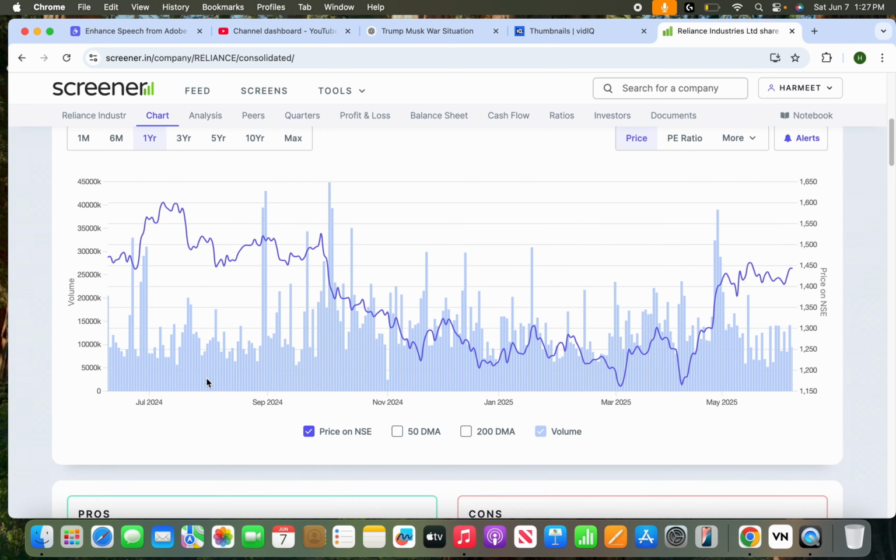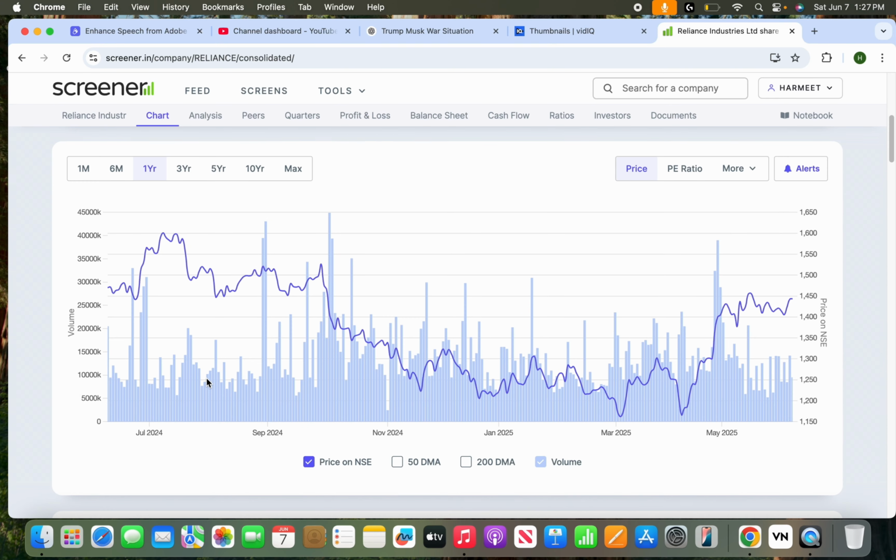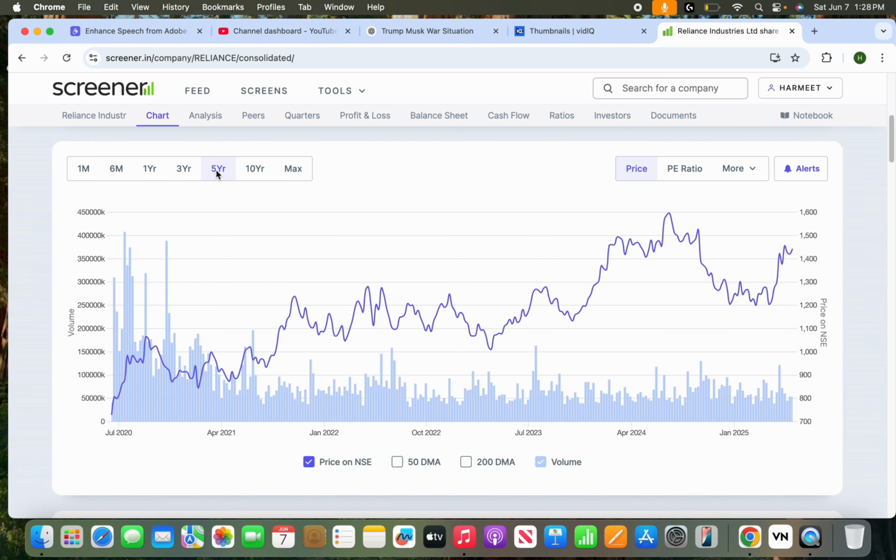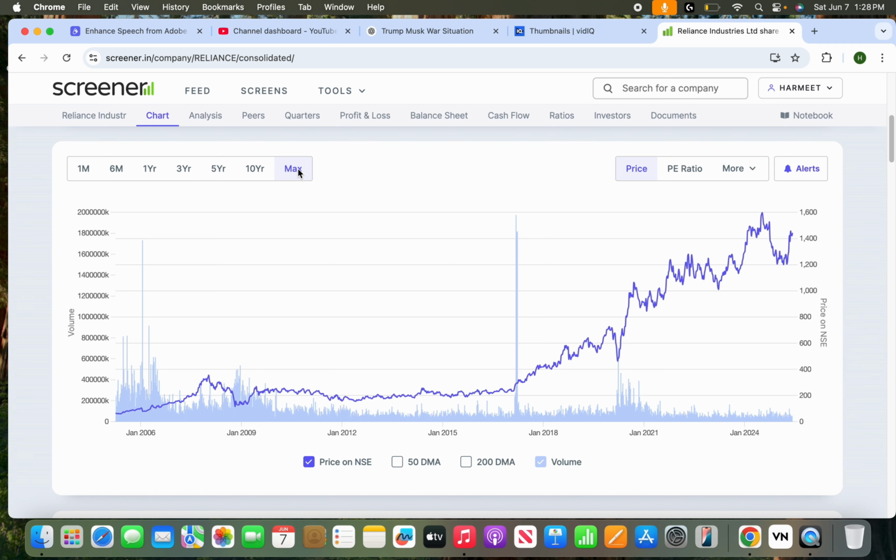Next up, we have the price chart. While fundamental analysis focuses on the company's intrinsic value, a quick glance at the chart can give you an idea of price trends. You can adjust the time frame here: 1 month, 1 year, 5 years, maximum, whatever you like. Look for general trends rather than short term fluctuations.